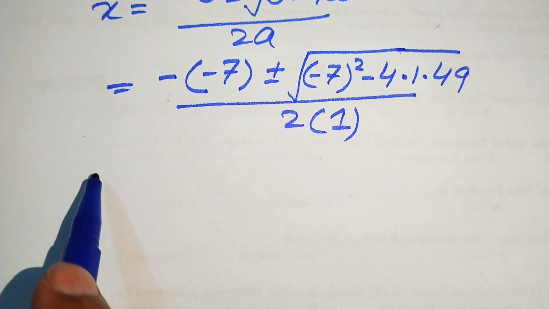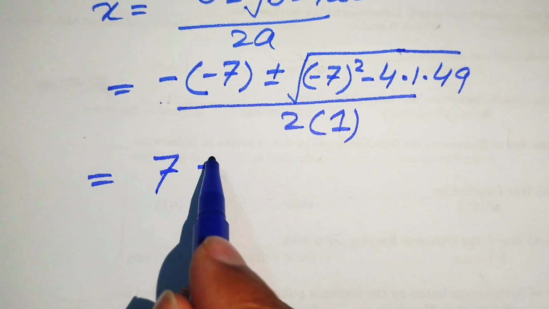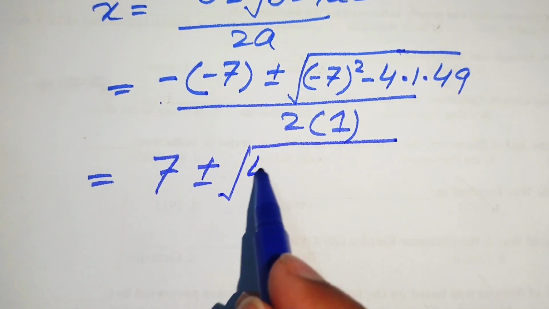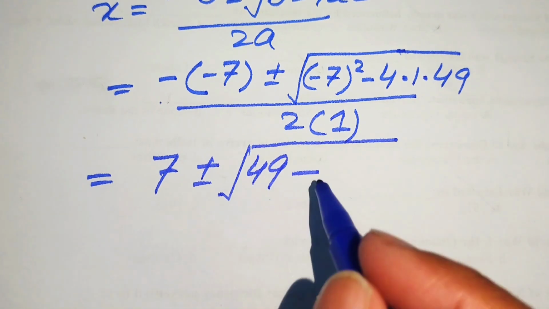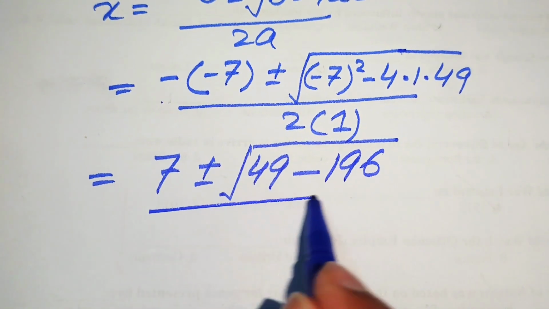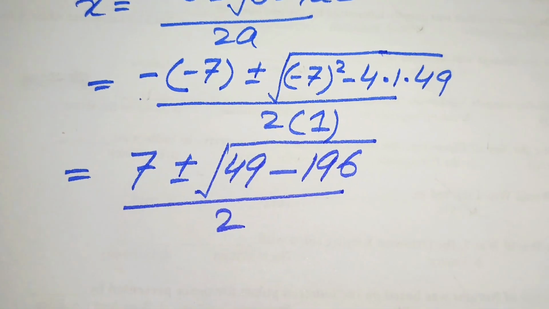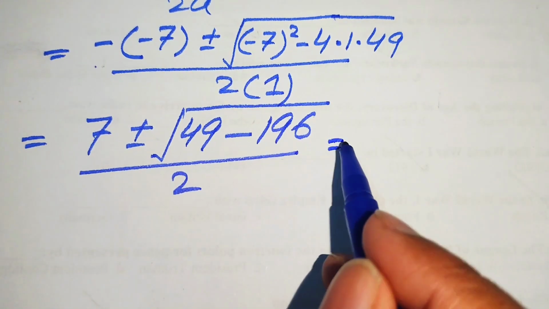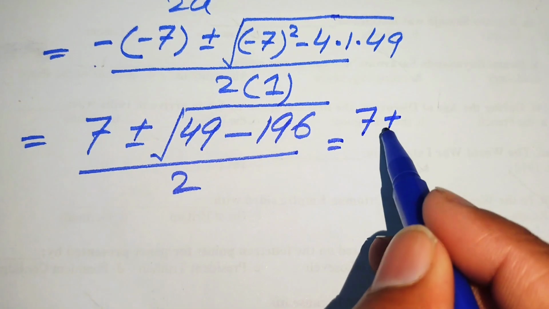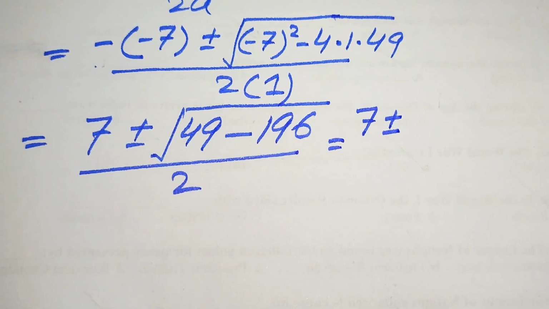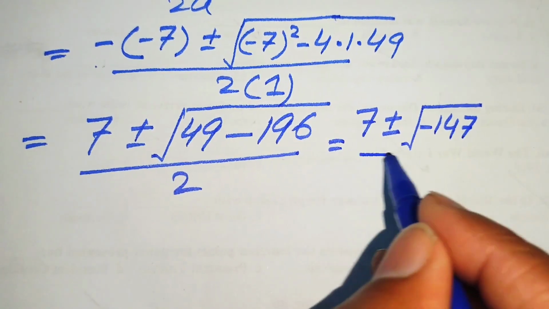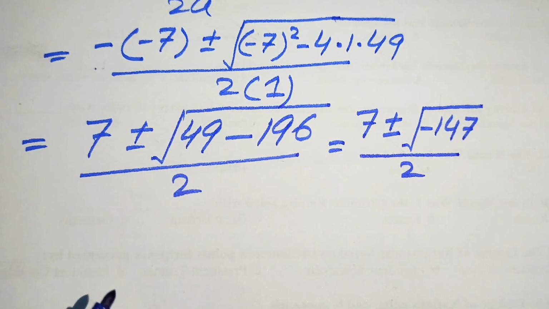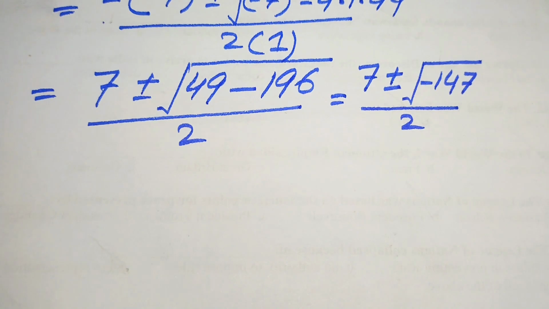Now you see here we have minus times minus becomes plus 7, plus minus square root of minus 7 square equals 49, and 4 times 49 is equal to 196, divided by 2 times 1 is 2. Further, in the next step we need to subtract these two values, and it will be written as 7 plus minus square root of 49 minus 196, which is square root of minus 147, divided by 2.